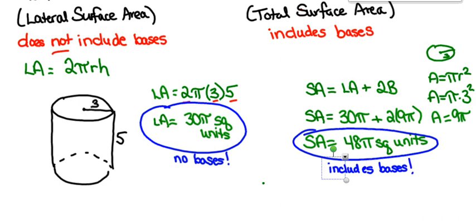If I wanted to find that to the nearest tenth or the nearest hundredth or the nearest thousandth or the nearest whatever, then I would simply punch these into my calculator. I would type in 30 times the pi button or 48 times the pi button.